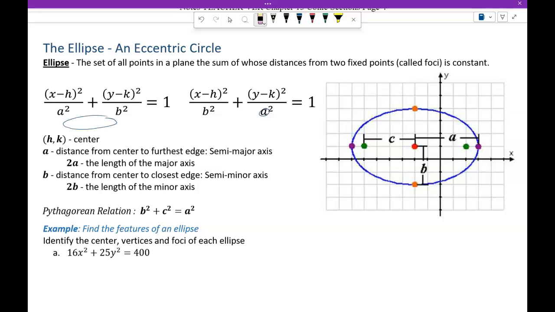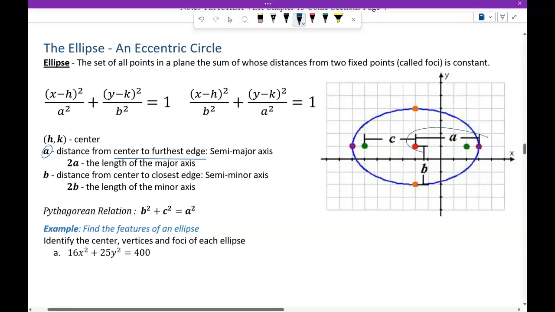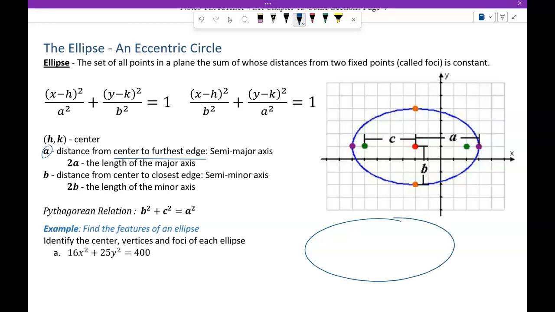However, if our largest denominator is underneath the y term, then it means that our ellipse is elongated on the vertical axis, and it's going to be longer going through the y-axis rather than the x. Now, how do we classify these other new values of a and b? Well, a refers to the distance from the center to the furthest edge, and we call this the semi-major axis, and so we have that labeled over here. And so on the ellipse, let's draw a clean ellipse over here, from the center to the furthest edge, that's the value for a. Semi-major axis.